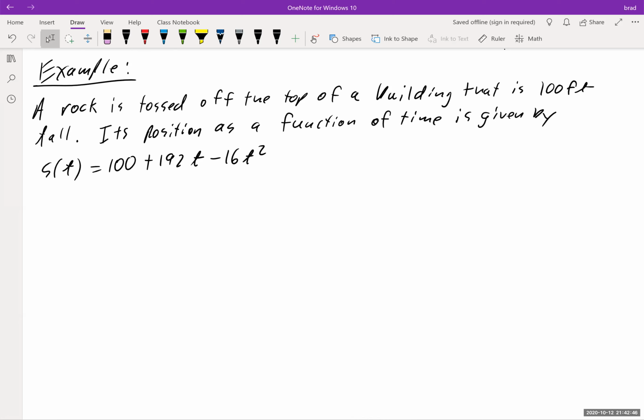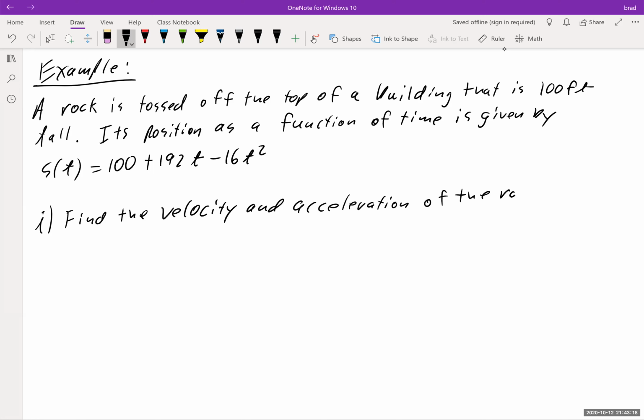It says a rock is tossed off the top of a building that is 100 feet tall. Its position as a function of time is given by S of t equals 100 plus 192t minus 16t squared. Okay. So the first thing I want to find is the velocity and acceleration of the rock as a function of time.